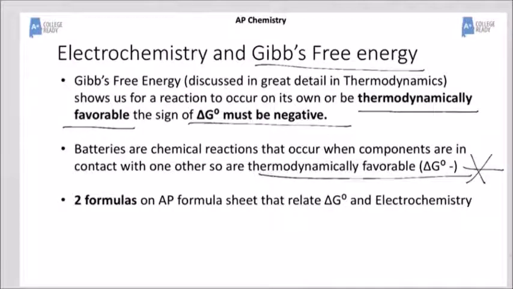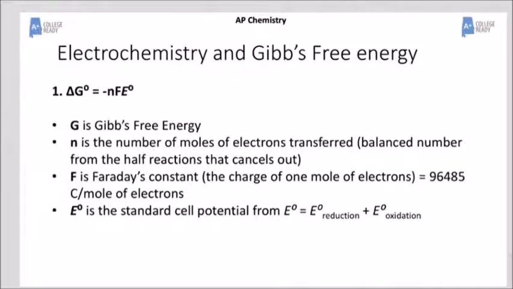Now, there are two formulas that deal with delta G that are related to electrochemistry. So we're going to go ahead and look at those, and you'll see why I had the slide about the joules and volts and coulombs in a minute. So here's the first one. And here are all the variables defined.